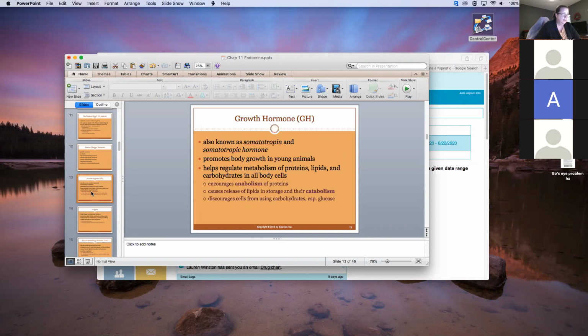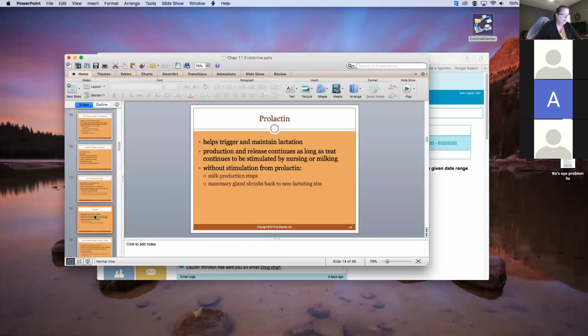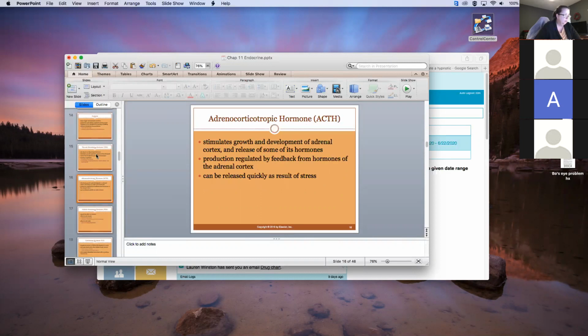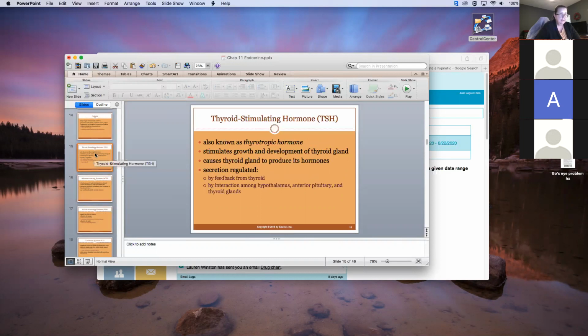Now, obviously, growth hormone pertains to metabolism of all cells and the rate of growth in the body, prolactin for lactation. Okay. TSH should be pretty self-explanatory, thyroid stimulating hormone.